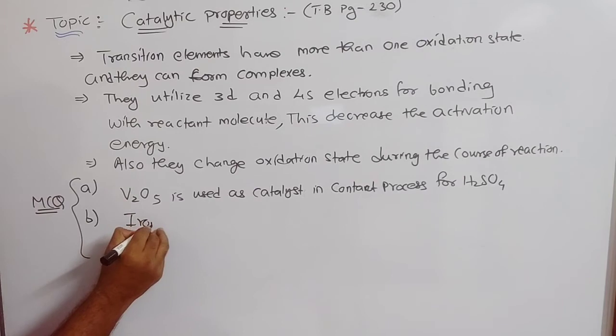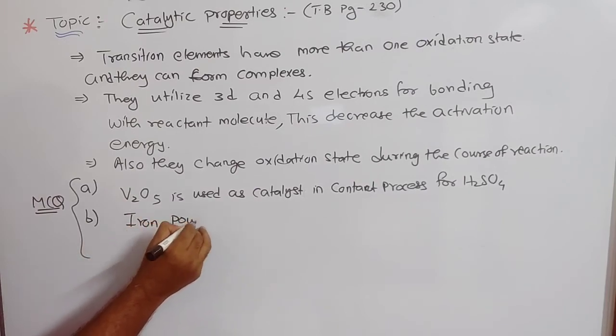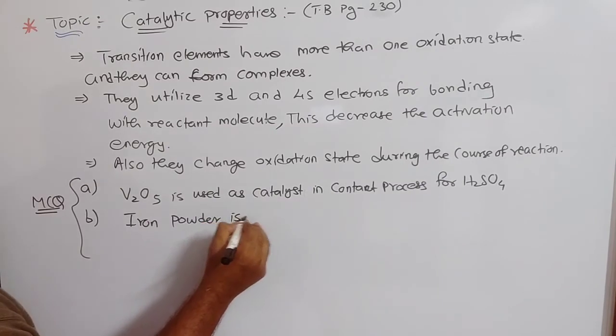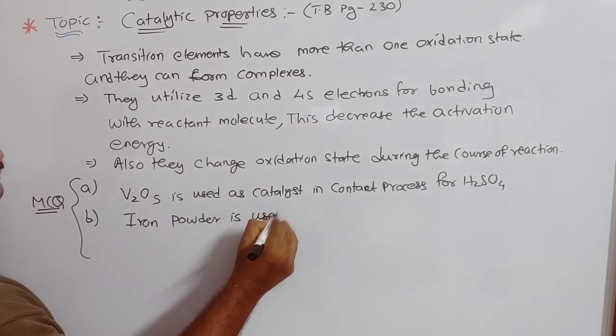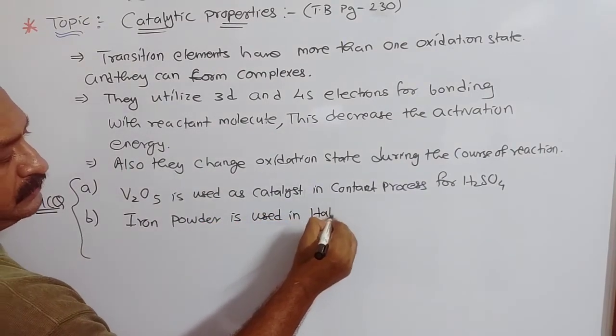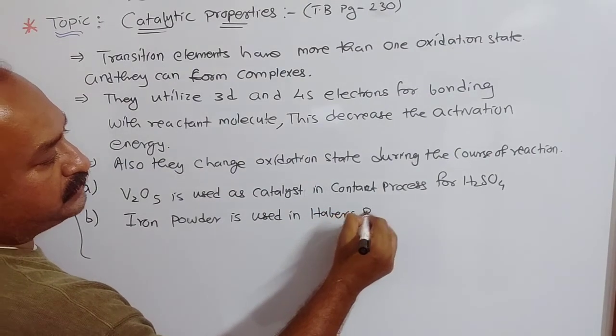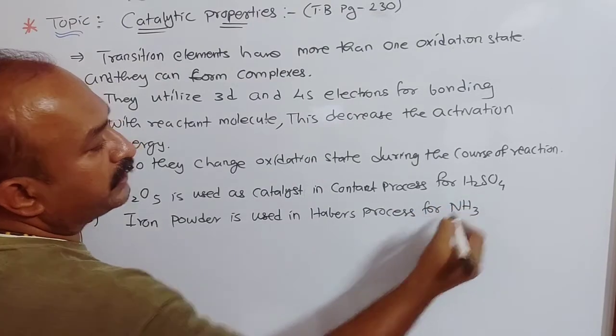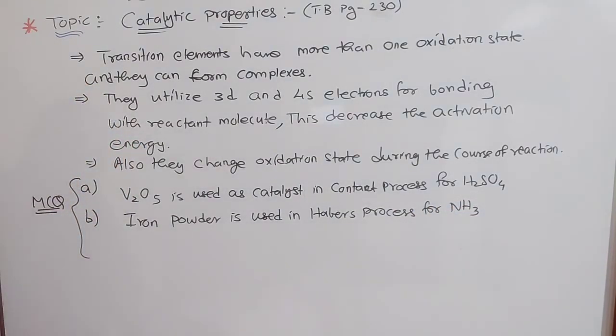Now this also you know. Iron powder is also used. Powder, why? Because the surface area will be more, not big blocks. Iron powder is used in Haber's process. Haber's process is for what? Ammonia.